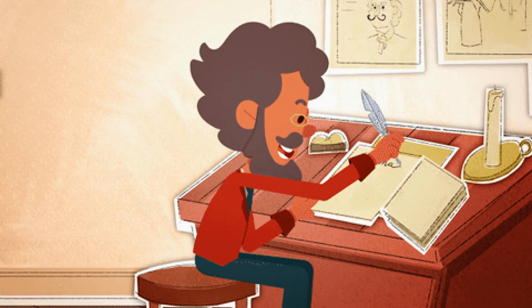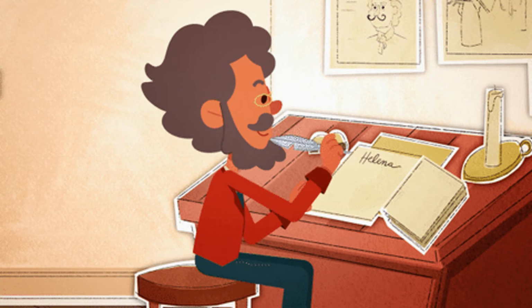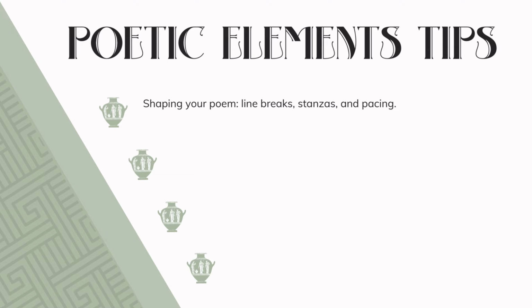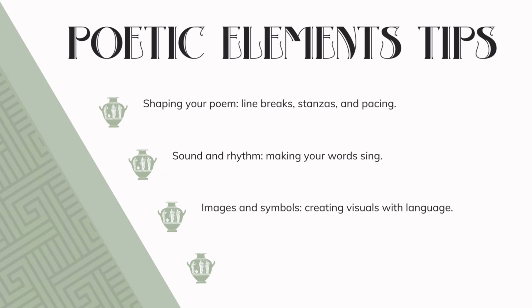When you write poetry, here are a few poetic elements to finesse the editing process. Shaping your poem: line breaks, stanza, and pacing. Sound and rhythm: making your words sing. Images and symbols: creating visuals with language. Truth and emotion: writing from the heart.